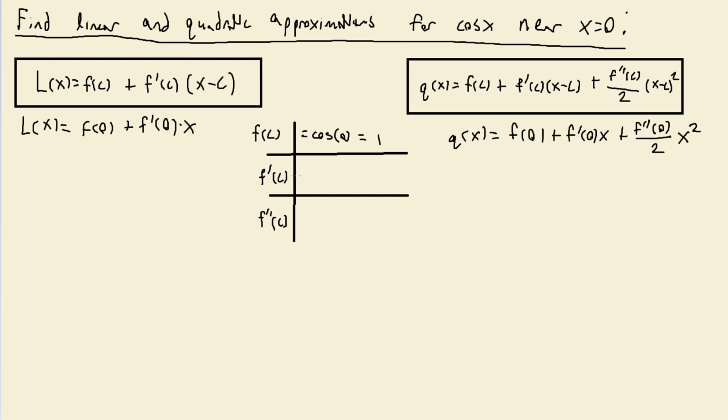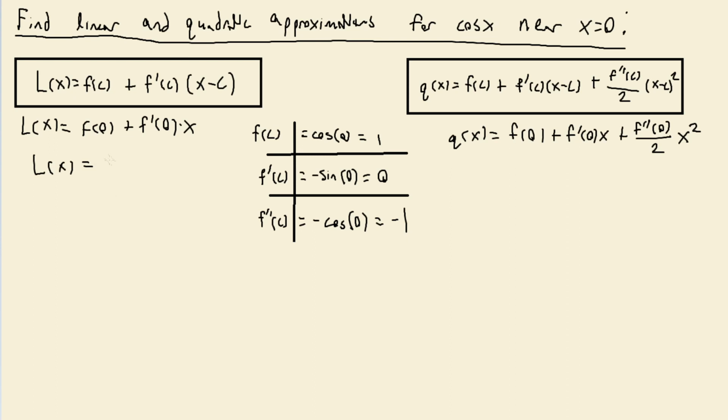And then f prime of c here is going to equal, what's the derivative of cosine? That's just negative sine of 0. And what's negative sine of 0? Well, that's just going to be equal to 0. And then we'll take the derivative of the first derivative, which will give us the second derivative. The derivative of sine of x is just cosine of x. We have this negative out front, so this is going to be negative cosine of 0, and that's just equal to negative 1.